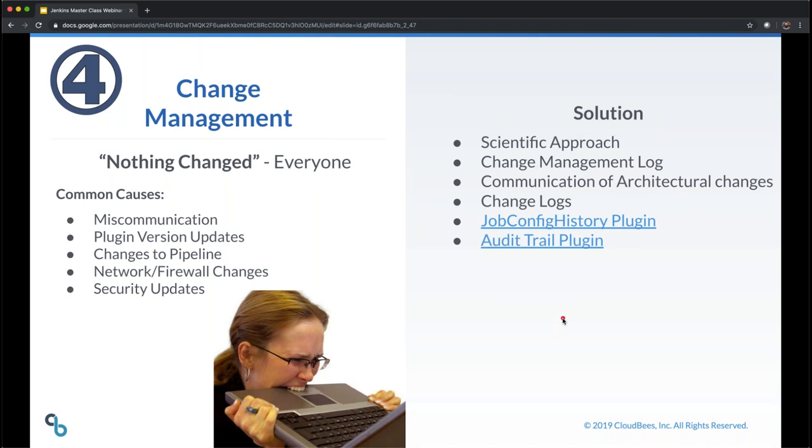There's actually two plugins that we recommend right off the bat with Jenkins, and that's the Job Config History plugin and the Audit Trail plugin. And these plugins can help you find the answers to who broke the build and who changed what.